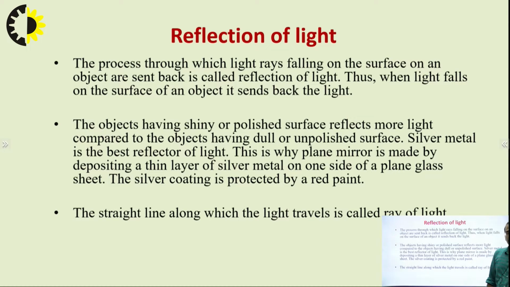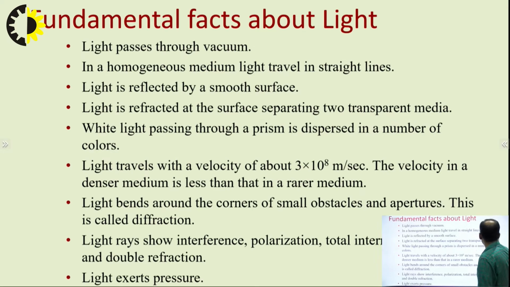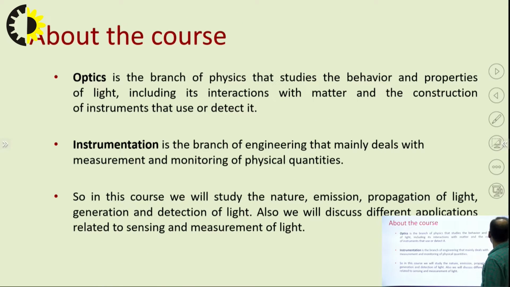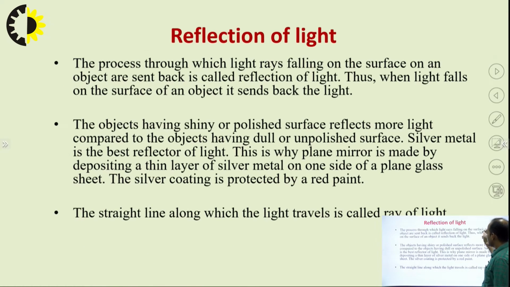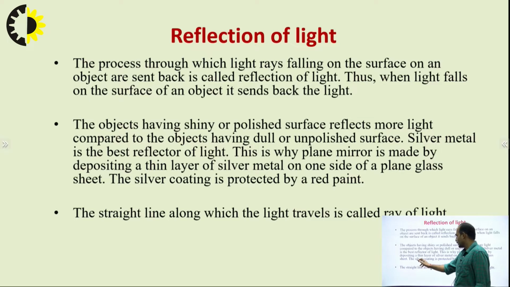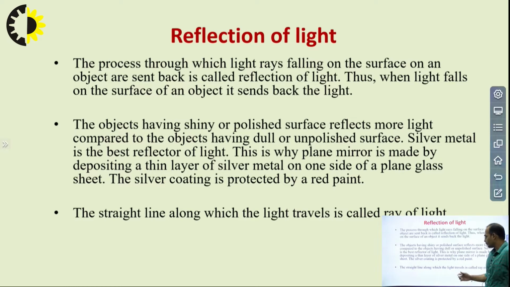Silver metal is the best reflector of light. This is why a plane mirror is made by depositing a thin layer of silver metal on one side of a glass sheet. The silver coating is protected by a red paint. The straight line along which the light travels is called the ray of light.